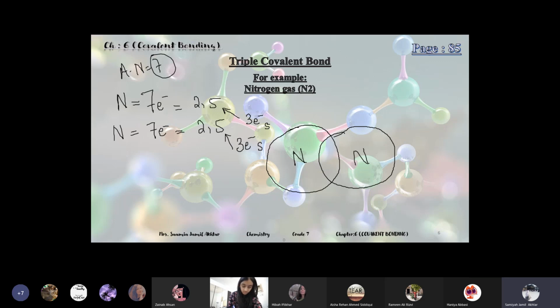So nitrogen number 1: 1, 2, 3. Can you see the highlighter? Yes, teacher. Okay, 1, 2, 3, and 4, 5 will be outside, because there are a total of 5 electrons in nitrogen number 1. So I made 3 electrons inside the shared area and 2 electrons outside, total 5. Then for the next nitrogen, 1, 2, 3 electrons in the shared area and 2 outside.